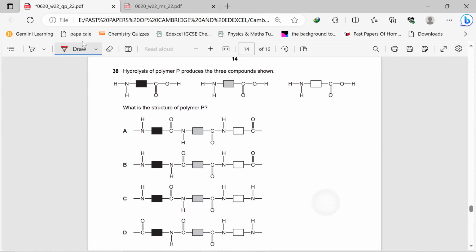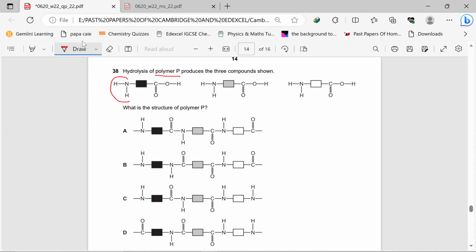You see, it's a condensation reaction. Sometimes students are worried. They worry regarding this type of problematic blocks and large diagrams, but you need to understand it carefully. Hydrolysis of polymer P produces the 3 compounds shown. So a polymer P is hydrolyzed to form this. See, blocks are not important. Important are the functional groups.